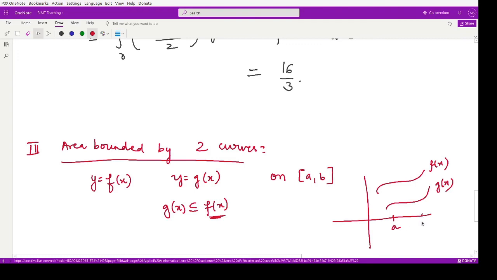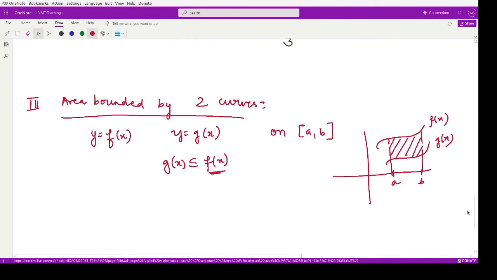Suppose this is the point A, this is the point B, so between these points the area which is bounded by these two curves is represented by this shaded region. So what would be the area in this case? The area would be calculated with limits from A to B. So again, now here you have a choice. You can either make this vertical strip or you can make this horizontal strip.